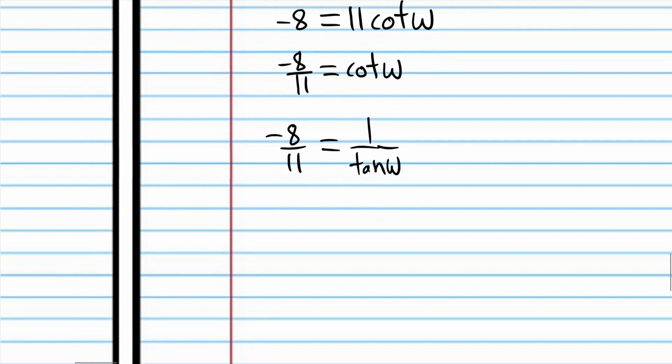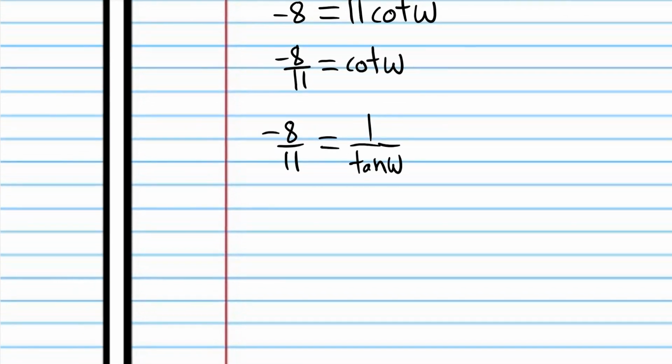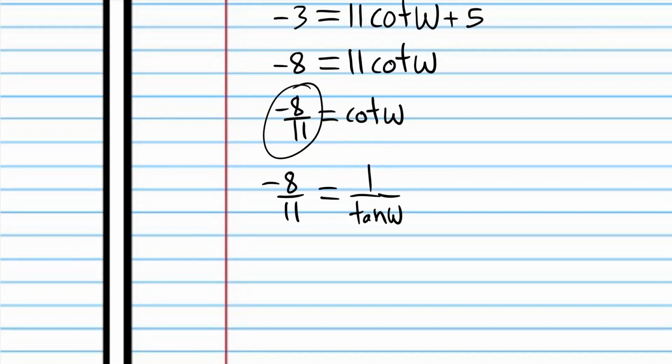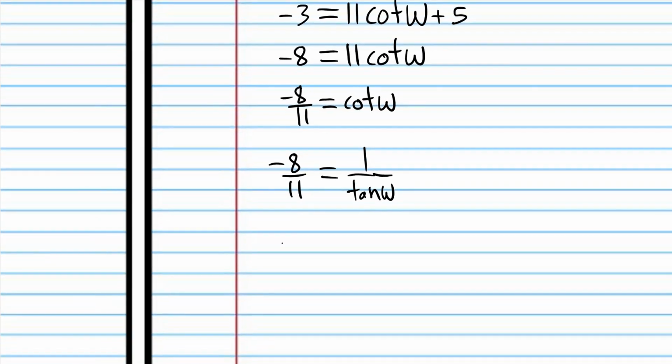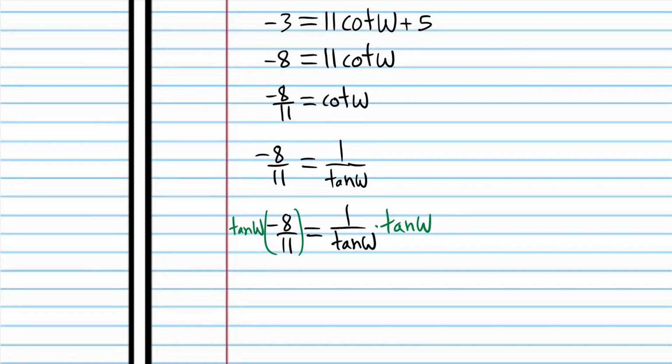So again, you can just flip. If cotangent is equal to negative 8 over 11, then tangent is going to be equal to negative 11 over 8. You just flip this. But again, students sometimes get confused by that. So we're going to show all of the steps. So I'm going to multiply both sides of the equation by tangent omega. And that's going to cancel out the fraction, and that's the main purpose for doing that.